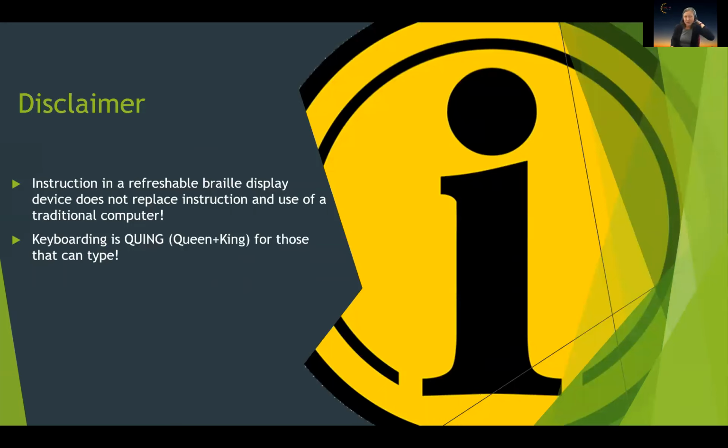Disclaimer here: instruction in a refreshable Braille display device does not replace instruction and use of a traditional computer. Somebody asked in the previous session about typing and keyboarding, and keyboarding is a critical skill that our students need to learn to use, whether they have low vision or whether they are totally blind. Our students need to know how to quickly and efficiently use a keyboard. I think it's important that our students have tools, multiple tools. And I know that is an overwhelming task as well, but it is. Thank you, Liz, for the SET framework in the chat box, perfect.